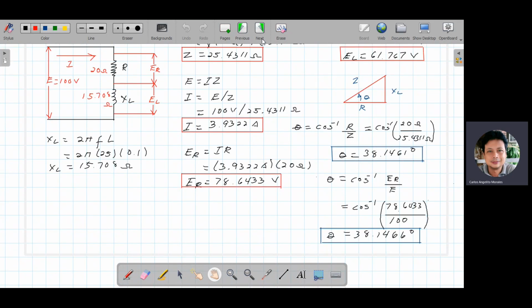So, pakita ko sa inyo to. ER over E, 78.6433. Ito. No? Divided by E. 100 volts ang source voltage natin. Nakakuha tayo ng 38.1466 degrees.